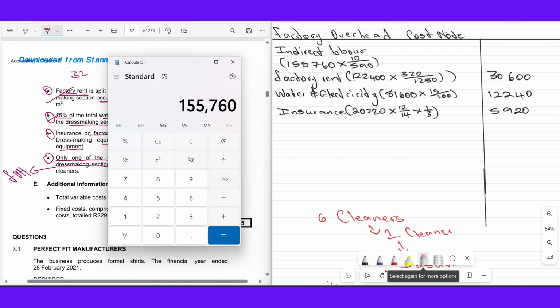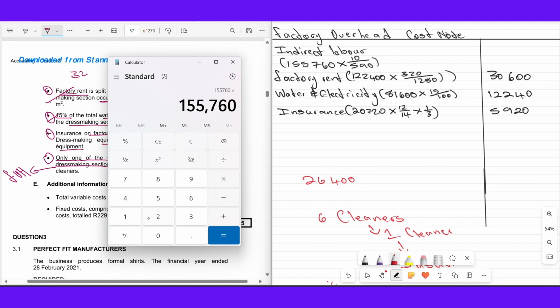155,760 times 100 divided by 5 divided by 590, right? We get 26,400. This is equivalent to 100 percent, and we only need what? We only need 90%. That's what we need to allocate to indirect labor. So let's get that 10%.